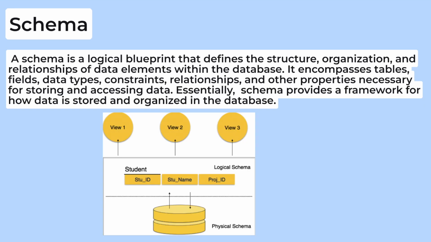Finally, a schema is a logical blueprint that defines the structure, organization, and relationships of data elements within the database. It encompasses tables, fields, data types, constraints, relationships, and other properties necessary for storing and accessing data. Essentially, a schema provides a framework for how data is stored and organized in the database.